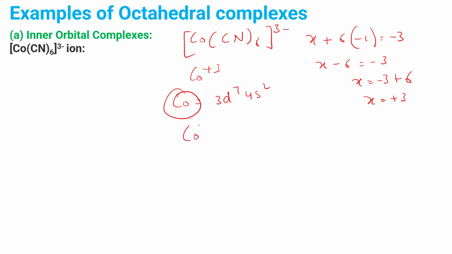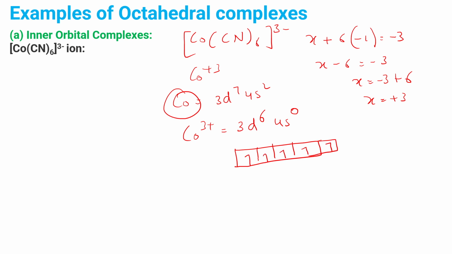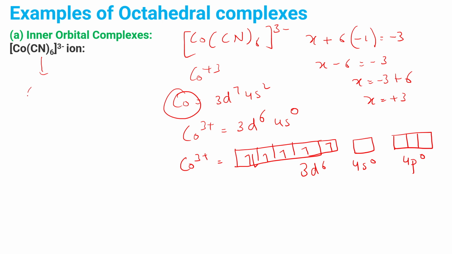If we have a 3 positive charge on cobalt, that means 3 electrons will be removed, giving 3d6 4s0. Okay. So now how will the filling of electrons be? 1, 2, 3, 4, 5 d orbitals, 1, 2, 3, 4, 5, and one s. 3d6 4s0 4p0. This is the electronic configuration of cobalt +3. We have here the ligand cyanide. Cyanide is a strong field ligand.